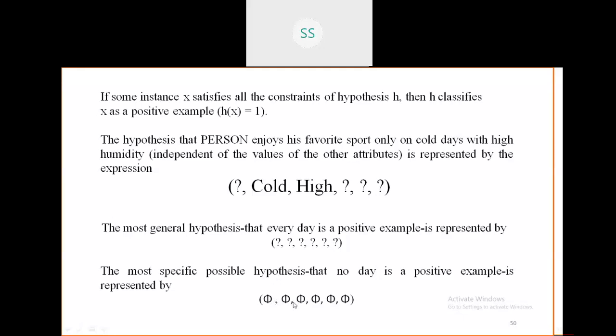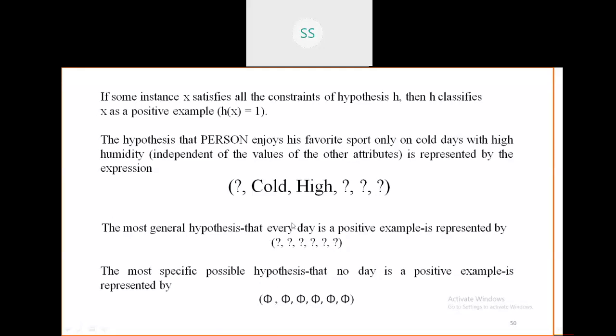So this is not. It doesn't matter, right? Doesn't matter whether you have it, we are not going to play the game. The meaning of this entire hypothesis is that it doesn't matter what the weather is, I am not going to play the game. That is the most specific possible hypothesis: no positive example, all the days are negative examples. In other words, either it is Sunday or Monday or any random day, you are not going to play the game.